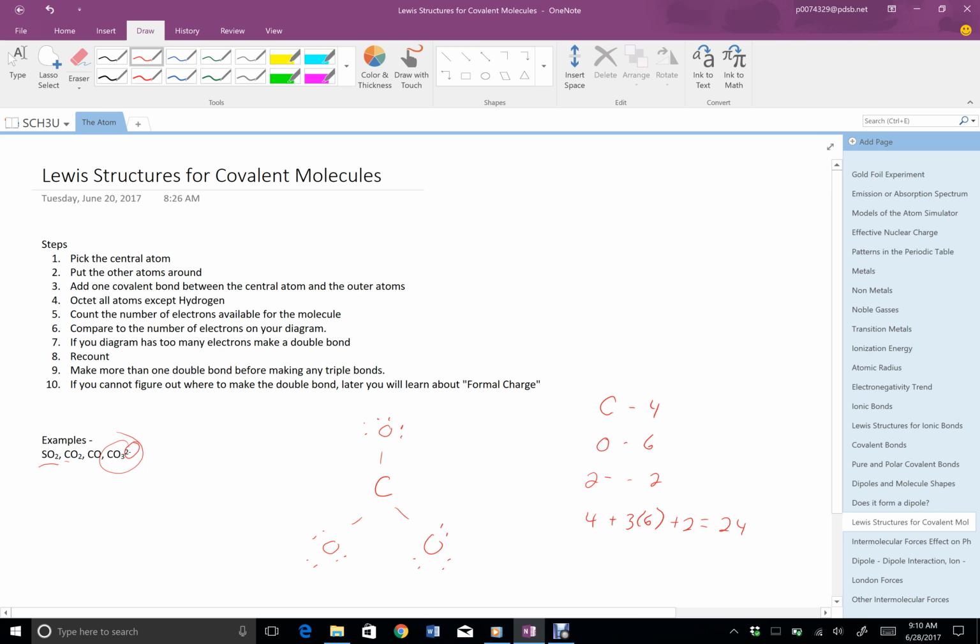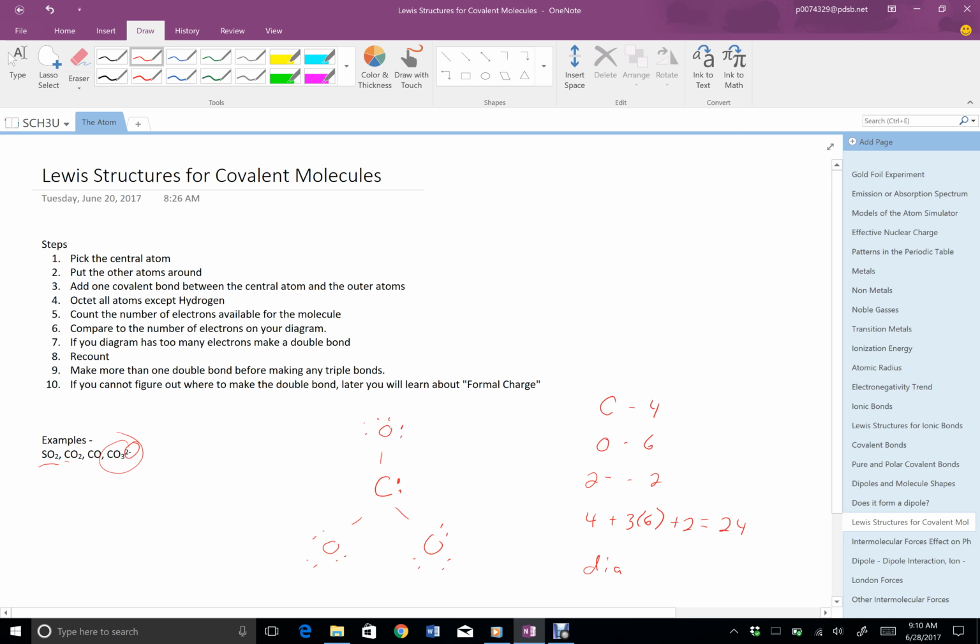Oops, I nearly made a mistake here. Notice that I did not octet the central carbon. That's a common mistake that students make as well. When you octet them all, make sure you octet the central atom as well. Okay, let's count our electrons now. 2, 4, 6, 8, 10, 12, 14, 16, 18, 20, 22, 24, 26.